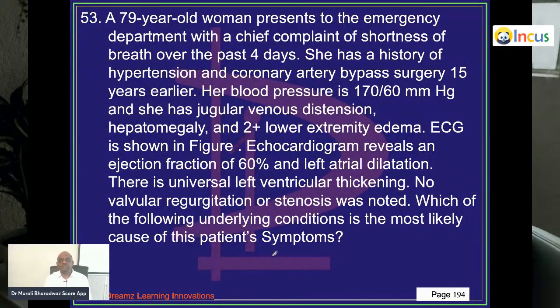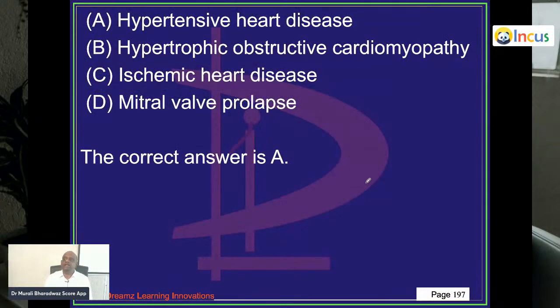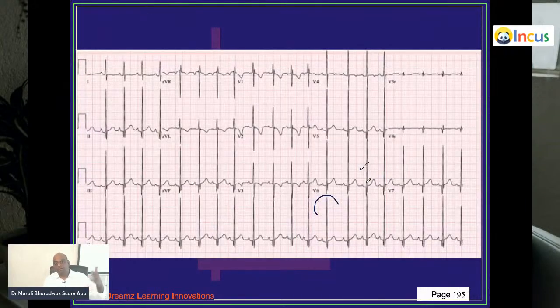A 29-year-old woman presents with the chief complaint of shortness of breath. And what is this ECG showing? Tall, no, what is it showing? QRS complex, which is very tall, right? So that is a classical example of hypertension leading to the development of left ventricular hypertrophy.